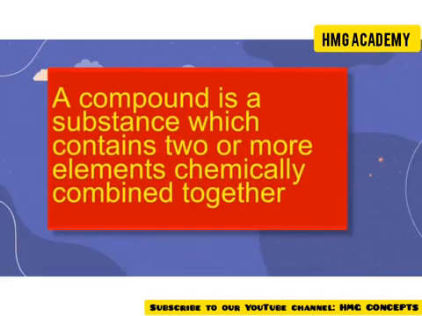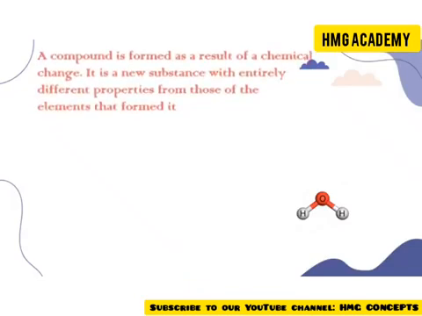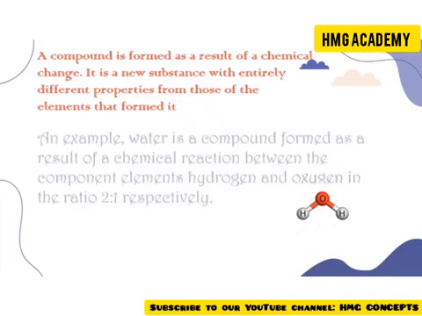A compound is a substance which contains two or more elements chemically combined together. The key word here is chemically combined together. A compound is formed as a result of a chemical change. It is a new substance which is entirely different from the reactants that formed it. It has its own different properties from those of the elements from which it was formed.